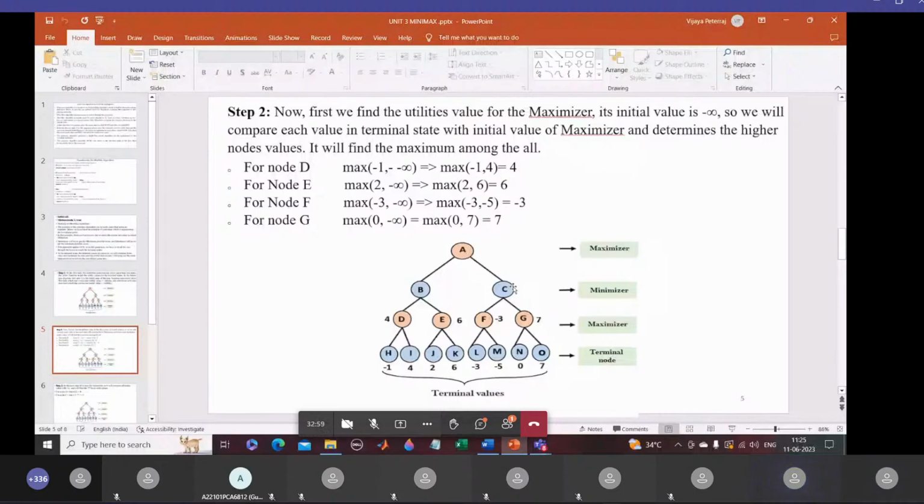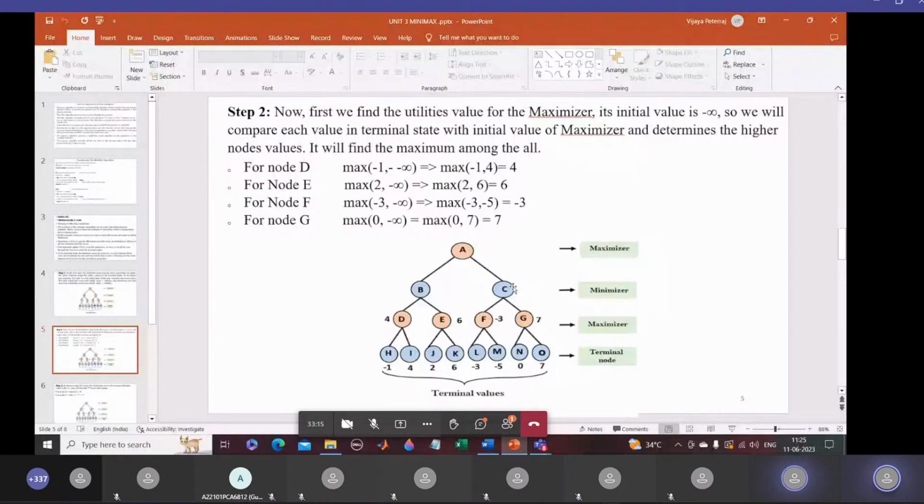Minus 1 or 4, the maximum is 4. We are considering node D. Look at the terminal nodes: D has terminal nodes H and I. For H the value is minus 1, and for I the value is 4. The maximum is 4.